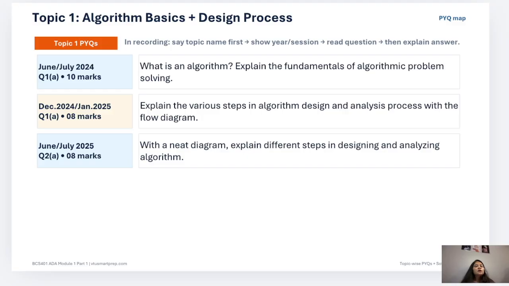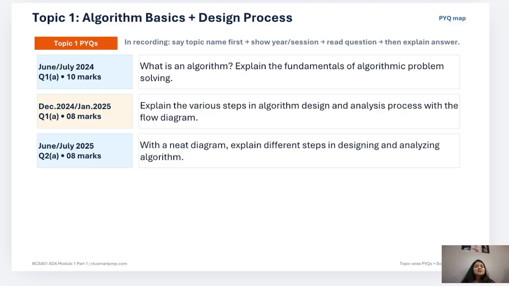The next question, asked in December 2024-2025: Explain the various steps in algorithm design and analysis process with the flow diagram, which is asked for 8 marks. Next, June, July 25: With a neat diagram, explain different steps in designing and analyzing an algorithm. This was also an 8-mark question.